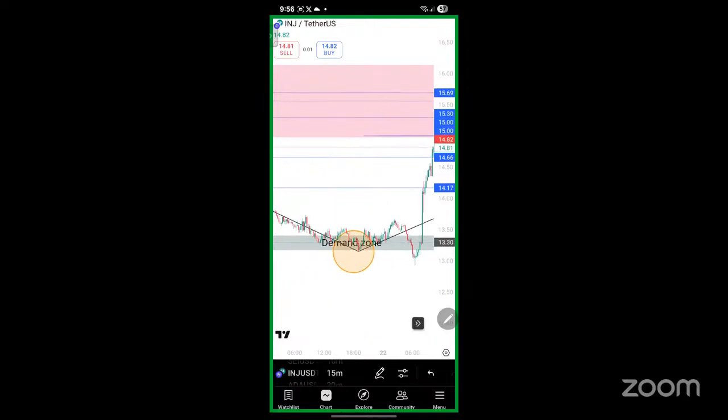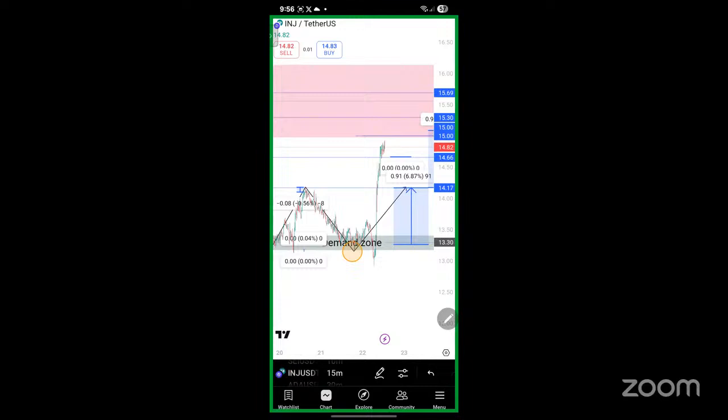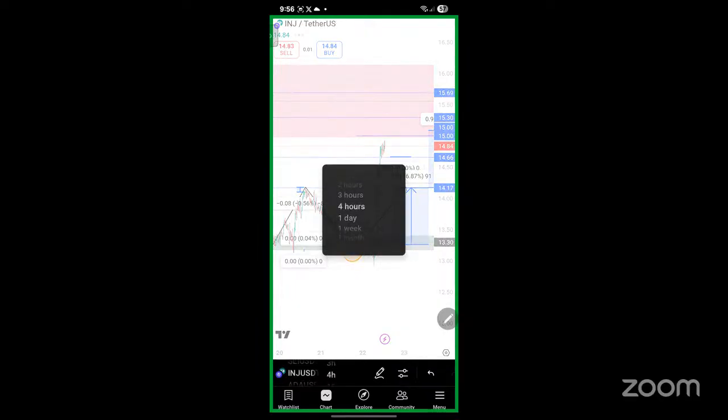Those are double bottoms and double tops. Tomorrow I will look at triple bottoms and triple tops. They have the same concepts, but they look different.